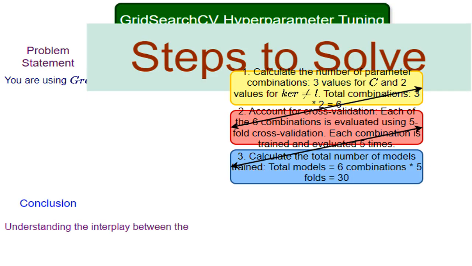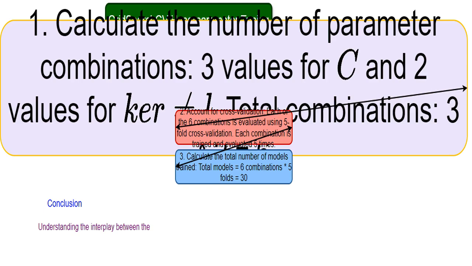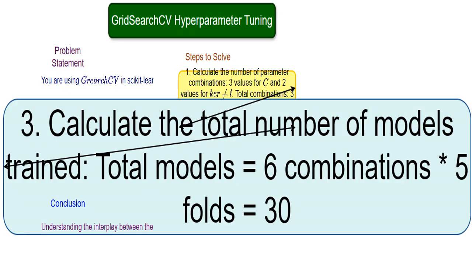To find the total number of parameter combinations, I multiply the number of choices for each hyperparameter. 3 options for C multiplied by 2 options for the kernel type equals 6 unique model combinations. Because I'm using 5-fold cross-validation, each of those 6 model combinations is trained and tested 5 times. Therefore, the total number of models trained is 6 combinations times 5 cross-validation folds, which equals 30 models.